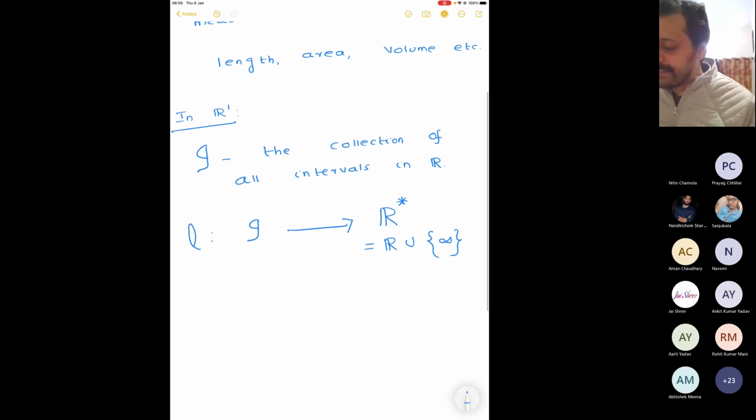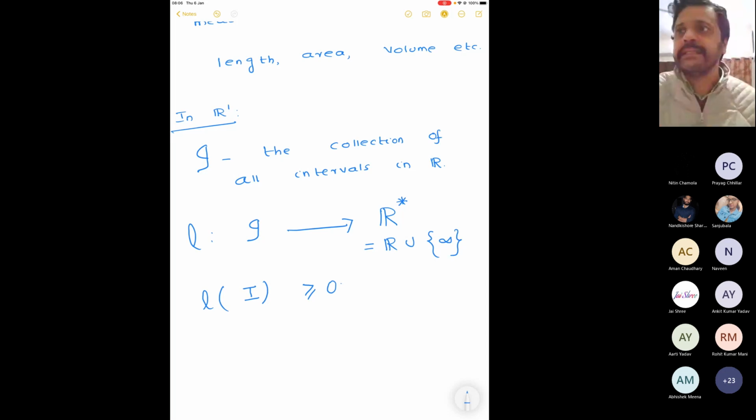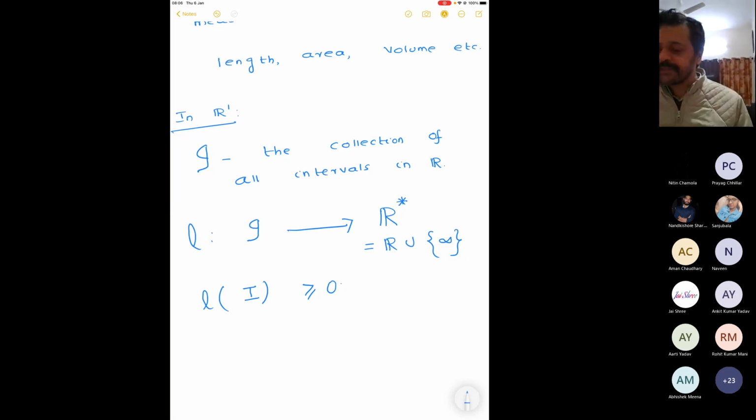And what L does is, for every interval in script I, it gives you a non-negative real number, with the understanding that infinity is treated as greater than 0. So this is what length does. But if you observe, the domain is restricted. It is not the collection of all subsets of R, but the collection of all intervals in R.